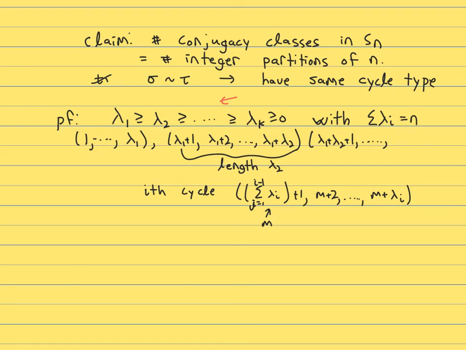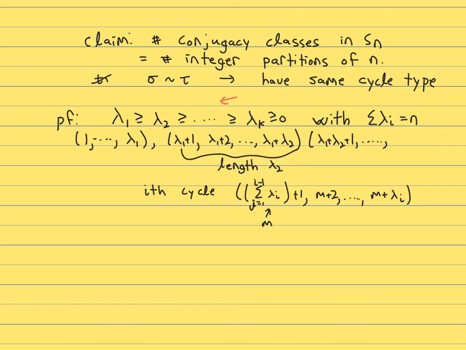Note I'm calling it the ith cycle, but the order technically doesn't matter. The whole point was to say here's a permutation that has the appropriate cycle type. It has a cycle of length lambda 1, it has a cycle of length lambda 2, and so on. And therefore, its conjugacy class has that cycle type, if this if and only if holds. And so that's part of the claim that we need, which is that for every integer partition, there exists a permutation with that cycle type. So the only thing left to prove is this reverse direction. If two permutations have the same cycle type, then they are in fact conjugate.